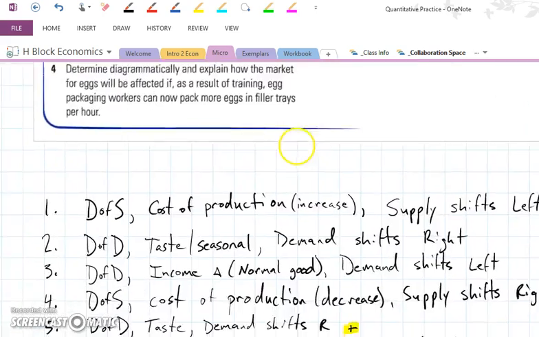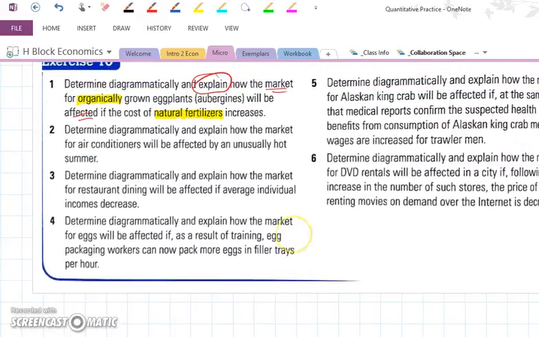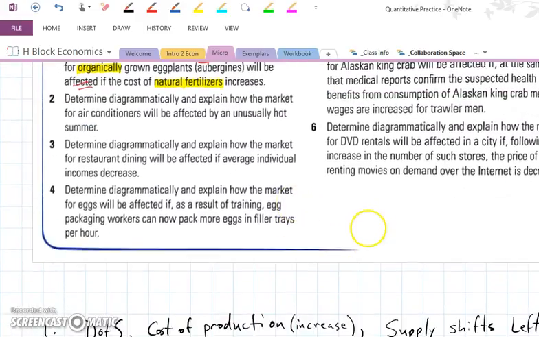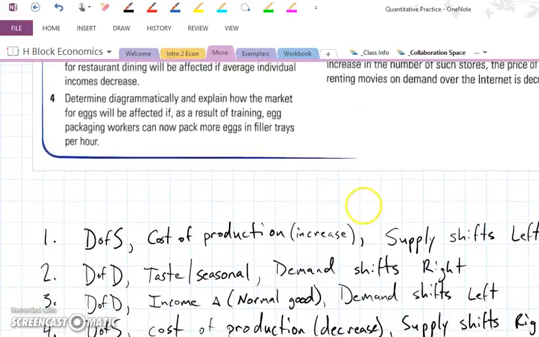Okay, the next question is how restaurant dining will be affected if individual incomes decrease.